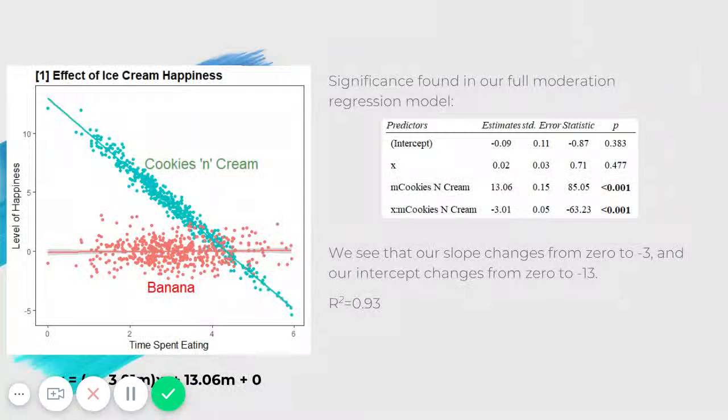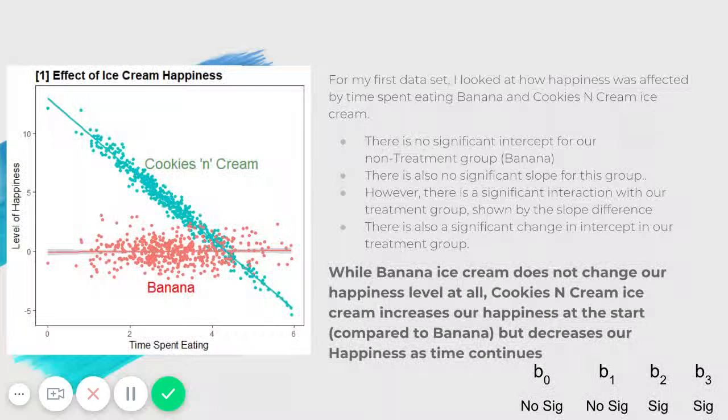What all this means is that there is no slope and no intercept significantly different from 0 in our non-treatment group, which is banana, and the slope and the intercept both were significantly different from the non-treatment group. So cookies and cream, which is our treatment group, was significantly different in both slope and intercept. You can see the equation for the specific model on the bottom left, and we can also see a further analysis here. B0 and B1 are non-significant, as you can see in the bottom right. B2 and B3 are significant.